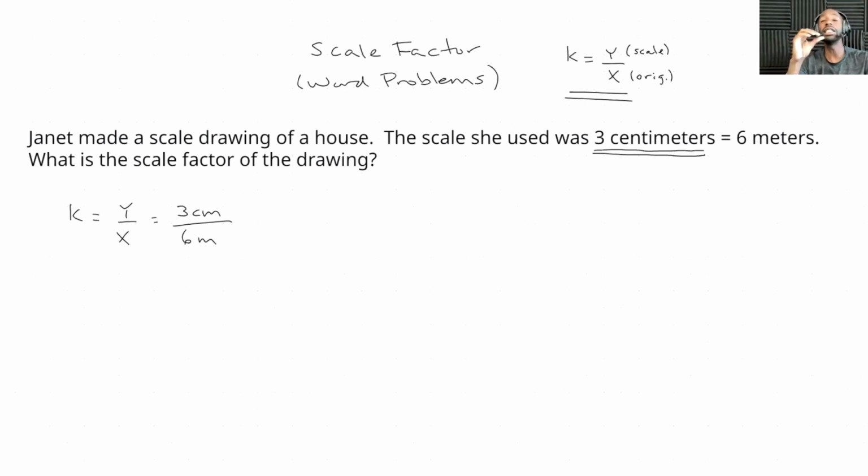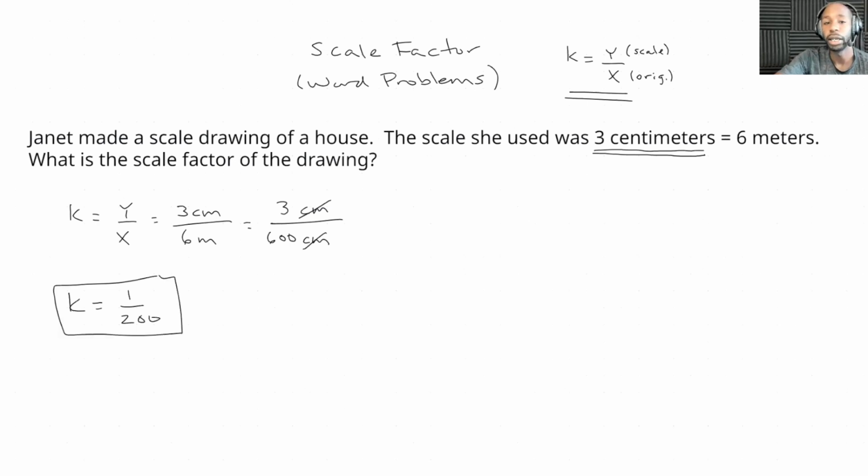Now we know how many centimeters are in a meter. 1 meter is 100 centimeters. Therefore, we need to multiply 6 times 100 to get how many centimeters are in 6 meters. So that's 600 centimeters on the bottom. Still got 3 centimeters on the top. Centimeters up top, centimeters on the bottom cancel. So we have 3 over 600. Both of these have a common factor of 3. So the scale factor is going to be 1 over, and then 600 divided by 3 is 200. Let me know if you got that.